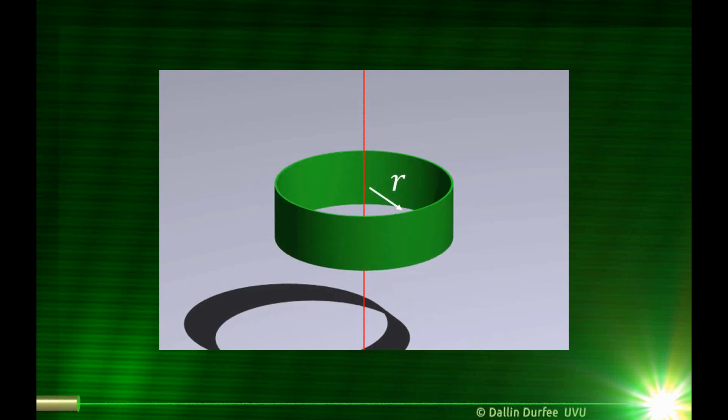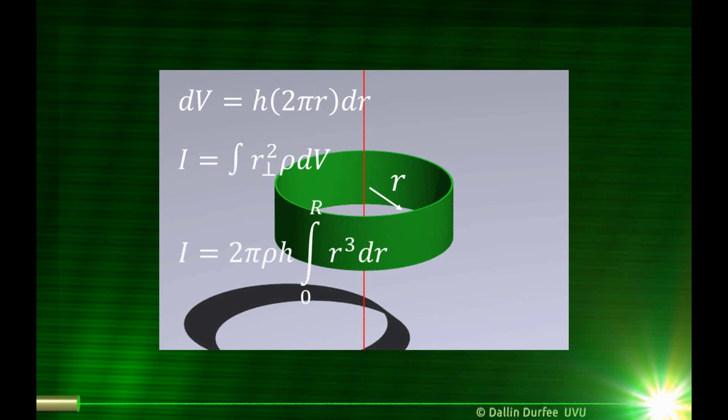If we look at just one of these slices, the volume of that slice is just the height of the slice times the circumference, 2 pi r, times the thickness of the slice, which is dr. If I plug that into my equation for the moment of inertia, the 2 and the pi and the rho and the h all come out because they're constants. Then there's an r in my dV, and there's an r squared in my equation here, so together I get r cubed.